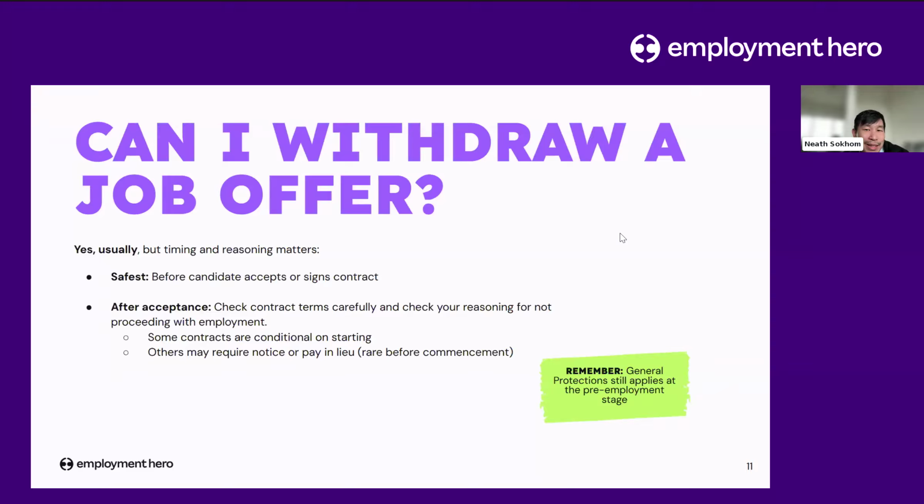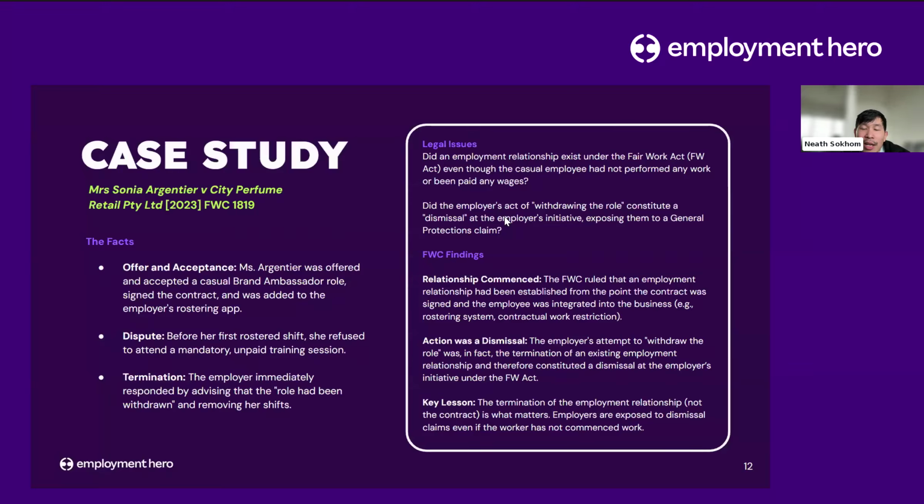So I'll go to the next slide, please, Simon, if you could for me. All right. So consider the case of Argentier and City Perfume Retail. And what I'll do is the information on the slides are there for you for your ease of reference and for your convenience as well. So I'll quickly go through the key principles here, right, and the key facts.